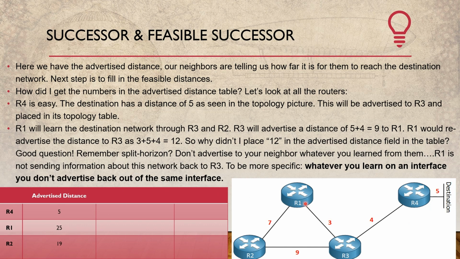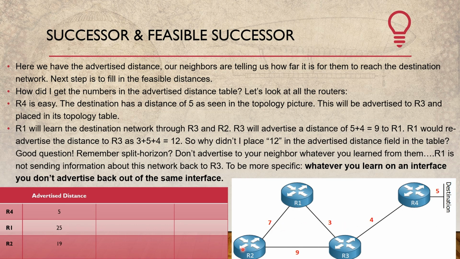So what R1 is doing here is 5 plus 4 plus 9 plus 7, which is 25. That value is advertised to R3. The advertised distance received from R1 at R3 is 25, which is 5 plus 4 plus 9 plus 7.